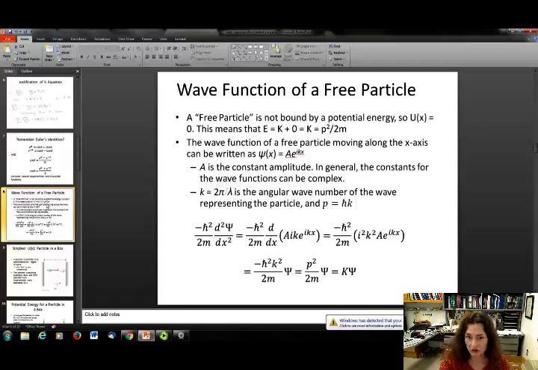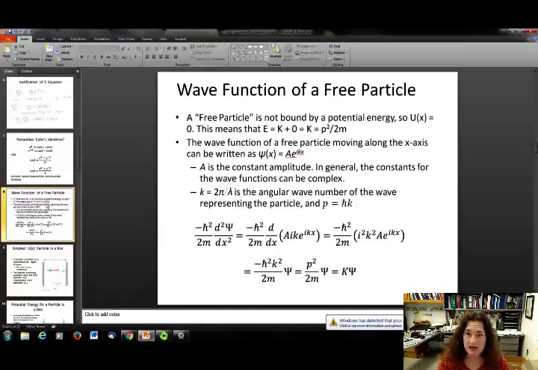Now in general, the constants for wave functions can be complex numbers. They don't have to be, but they can. And remember that k is our wave number, which is 2 pi over lambda. In a previous lecture, we showed again and again that the momentum p is equal to h bar times k. So, differential equations 101: if you want to see if something is a solution to a differential equation, you plug it in and you try it.